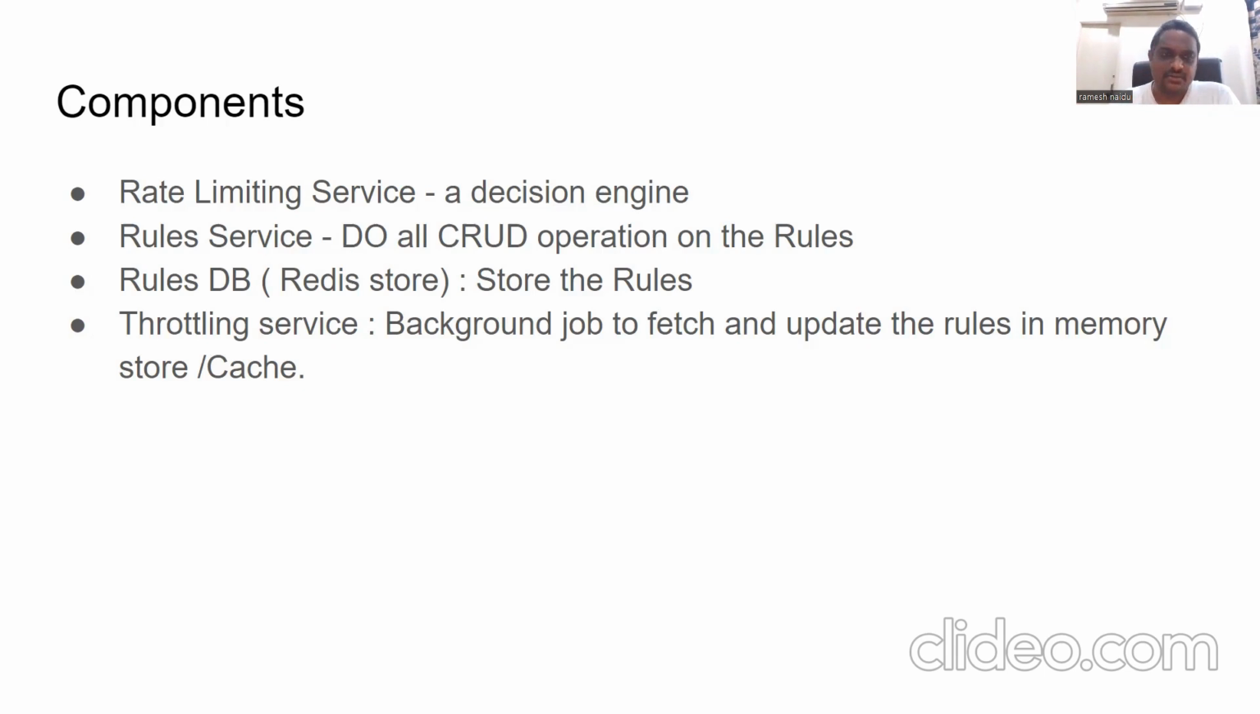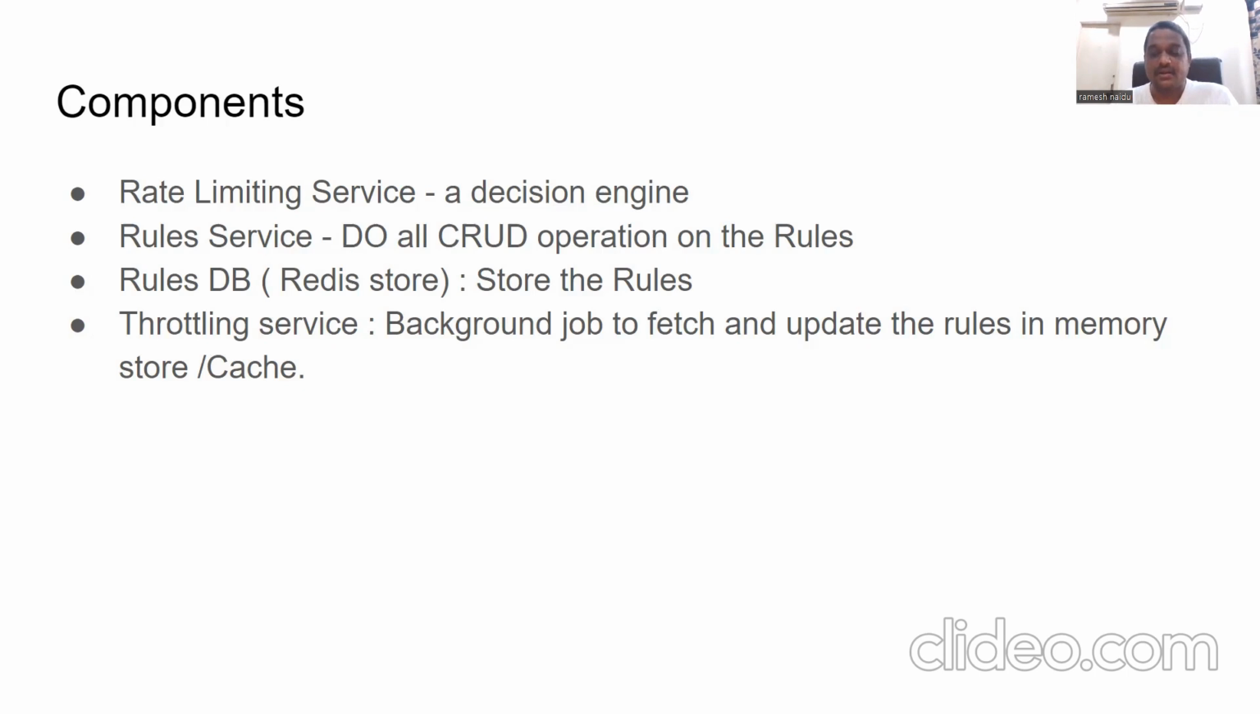The rules DB, as I told you, is to store the rules. So we'll have primarily two. One is the cache layer, which is Redis. The other one is probably Mongo, where, from the cache, we have a job which runs in the background and syncs these rules to the DB at particular intervals of time. And we also have a throttling service, a background job, which keeps these DBs in sync. So that's how these components work with each other.